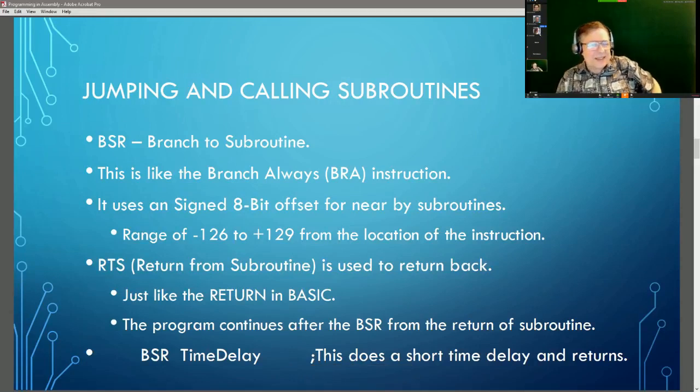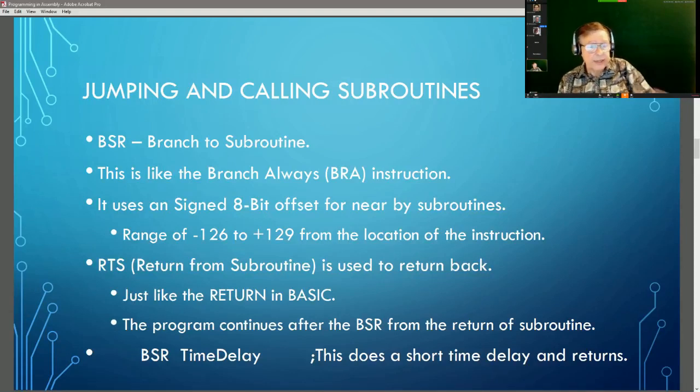All right, so here's our BSR, branch to subroutine. It's very much like the branch always instruction that we've talked about before. The instruction consists of a command and 1 byte. The byte is how far backwards and forwards to go from this instruction to find that subroutine that you want to jump to. So its range is -126 to a positive 129 from the instruction.